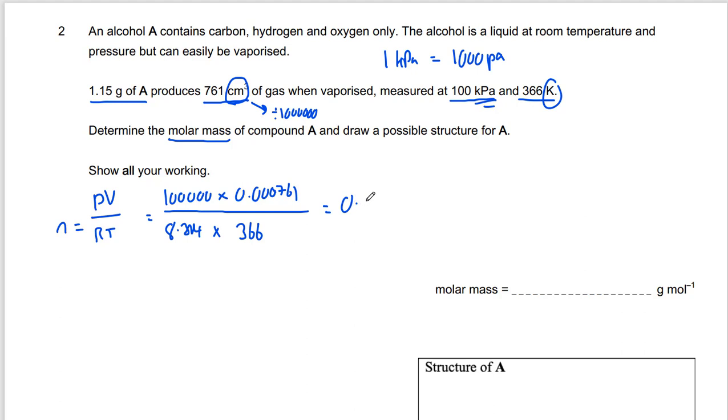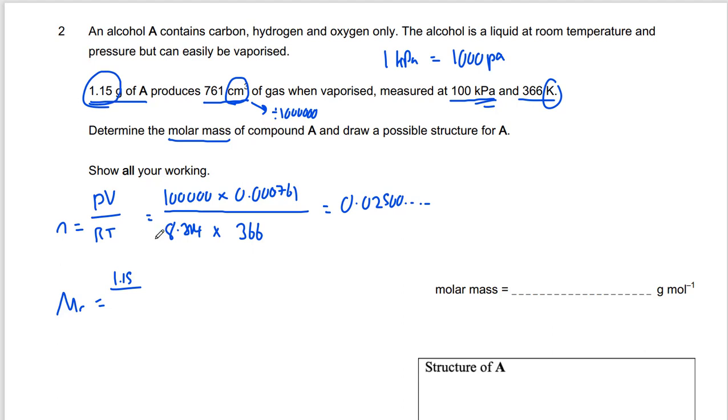So that gives us 0.02500 something something something. I'll leave that on the calculator. That's the number of moles. And then to work out the molar mass, we do exactly what we did before. 1.15, which is the grams in the question, by the way. That's where I've got that number from.